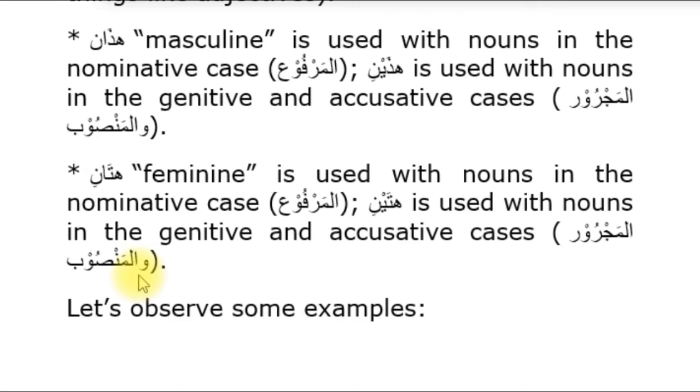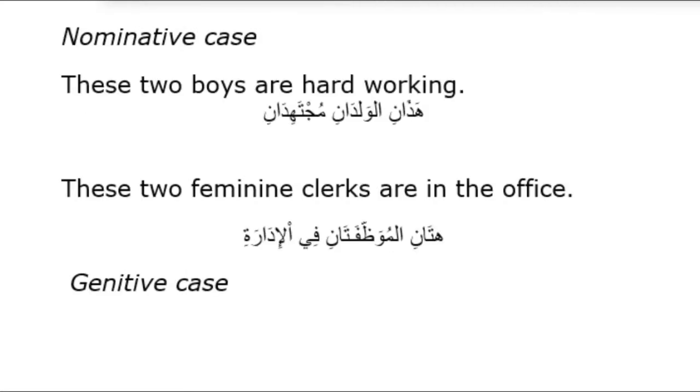Let's observe some examples. Nominative case. These two boys are hardworking. هذان الولدان مجتهدان. Let's look at the sign of a dual form. The singular for one boy is al-walad. To make it a dual form, just insert alif and nun. Al-waladani.